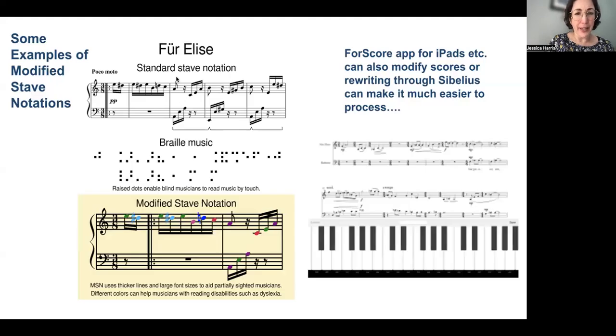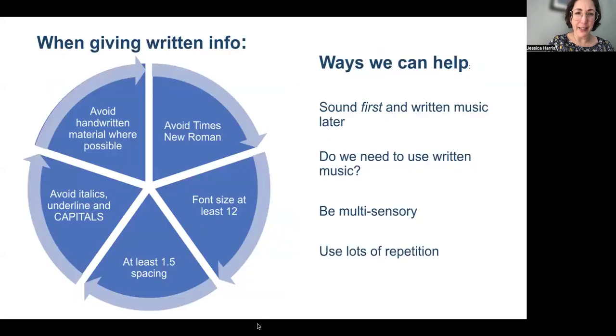And here we have some lovely examples. Here's Burley's in Braille. And we can see the use of color here, the use of proportional notation. The ForScore app for iPads can also modify scores, or rewriting through Sibelius can make it much easier to process. So we've lots of lovely examples of modified stave notation there.